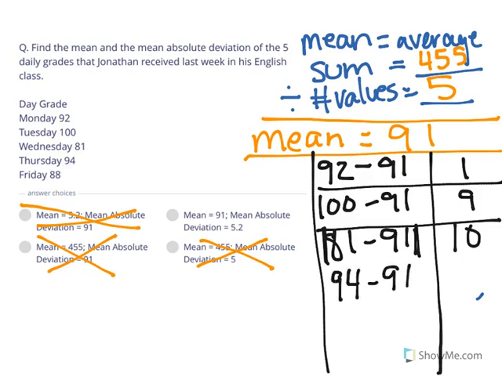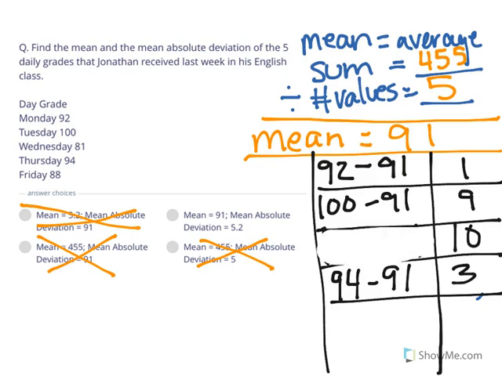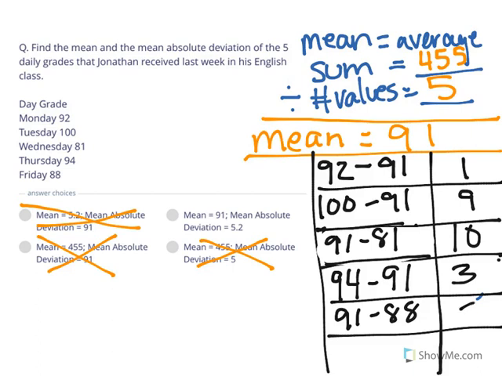94 minus 91 is 3. I'm looking for my distances in between. In fact, I know this is kind of bugging some people, so I'm going to go ahead and rewrite it. 91 minus 81. And then my Friday is 91 minus 88, which is 3.